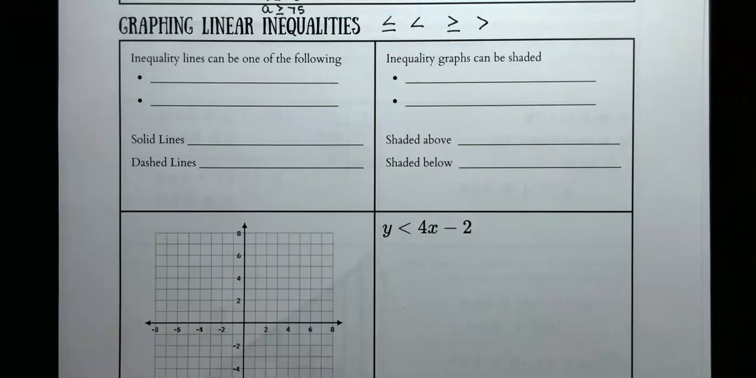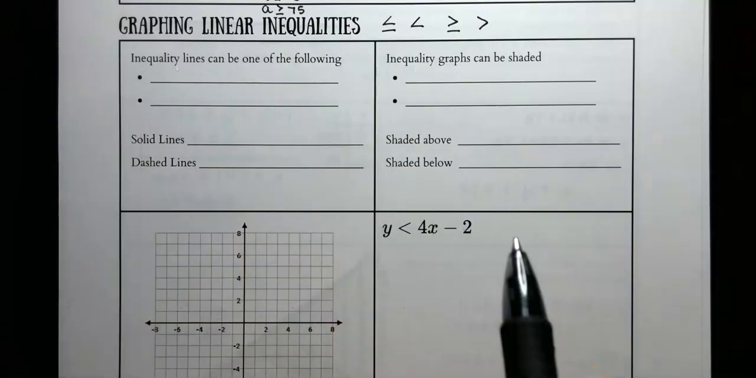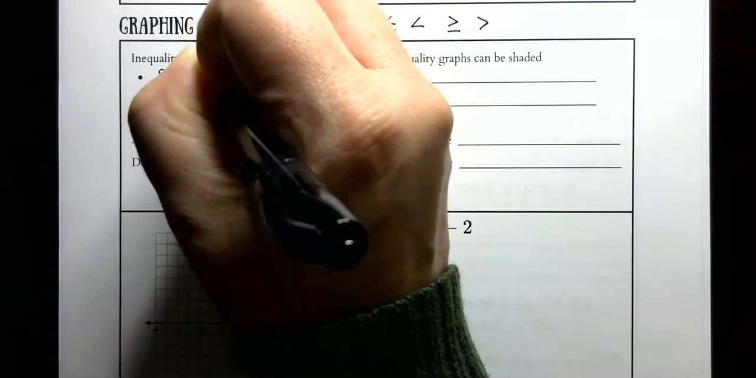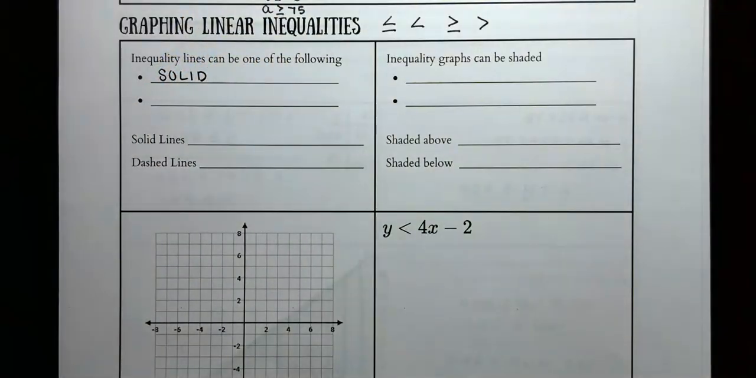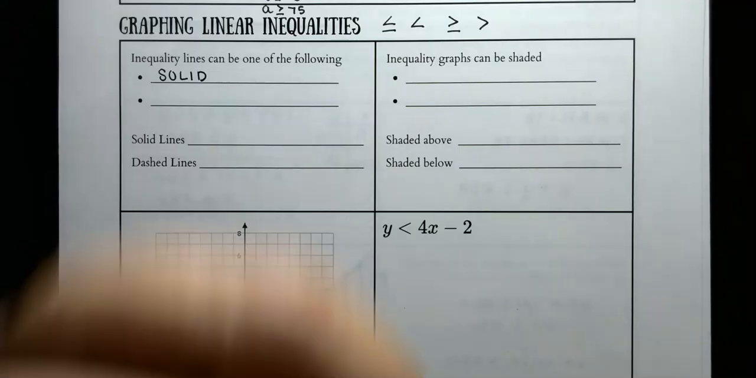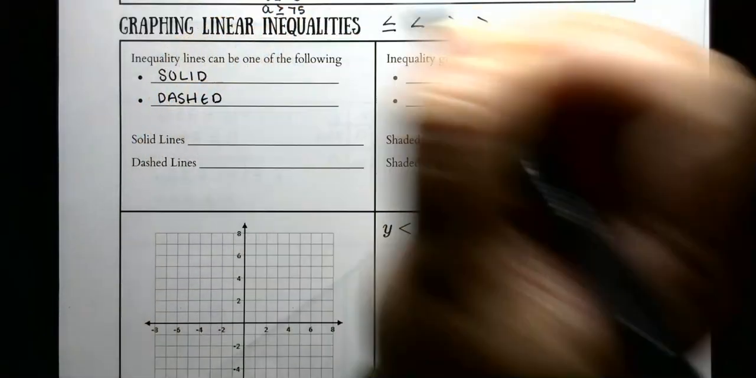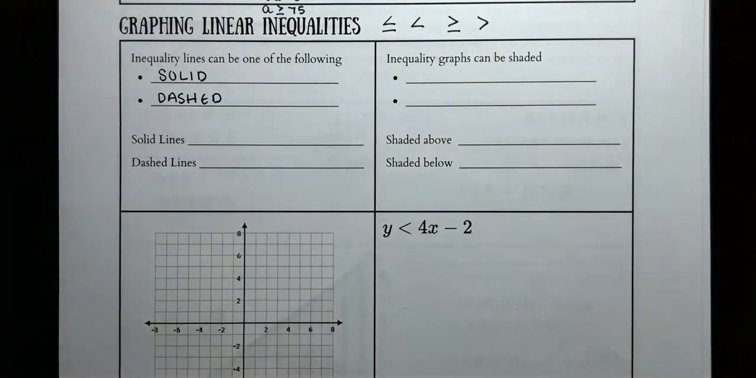So let's go ahead and talk a little bit about the different kinds of lines. Right here it says inequality lines can be one of the following. We're going to start off with the solid line. This is the line that we're used to when we draw inequalities on our graph. They're just connected with one solid line. And then the second one is going to be a dashed line, or you can call it a dotted line. A dashed line is going to have small breaks, and when you create these two lines, please make sure that your dashed line looks like a dashed line and cannot be confused with a solid line.